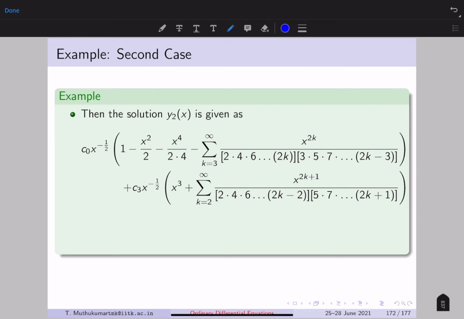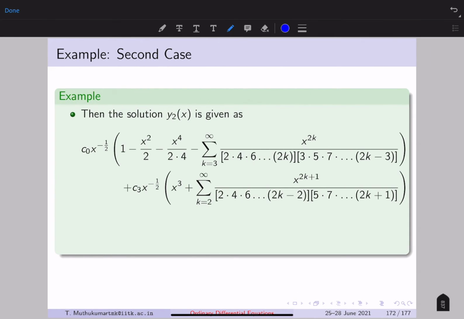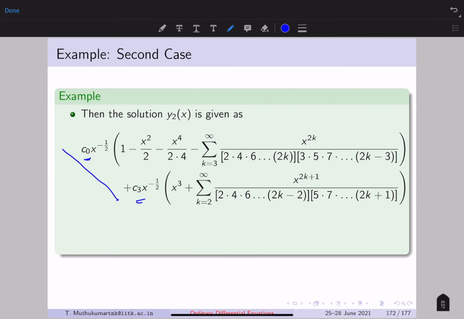So corresponding to r equal to minus 1 by 2, now that you have found everything, if you use these coefficients here, you are going to get y2 to be this equation, right? So you have a linear combination of C0 and C3, right? Because as I already explained here, all the even indexed coefficients depend on C0, whereas because of this relation and C3 being arbitrary, all odd indexed coefficients depend on C3. So you have this relation, and then you will have y2 to be this form.